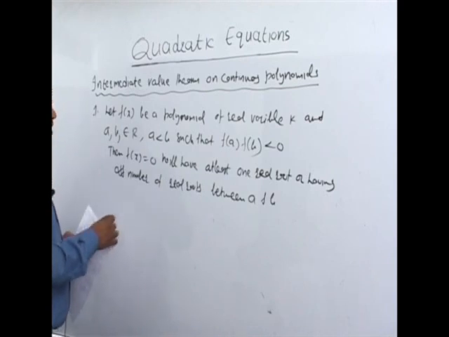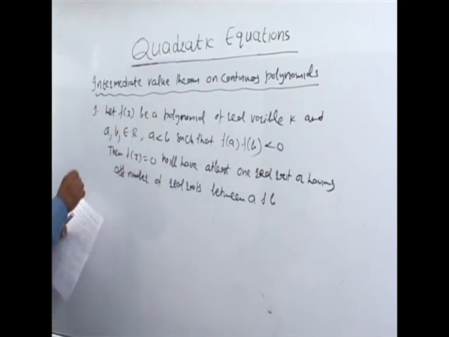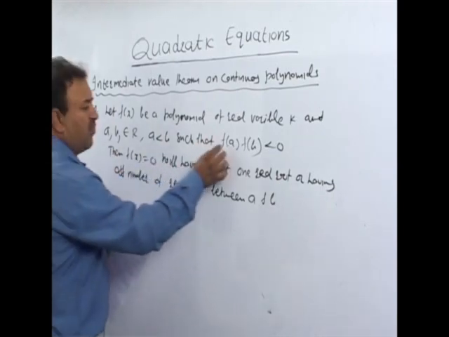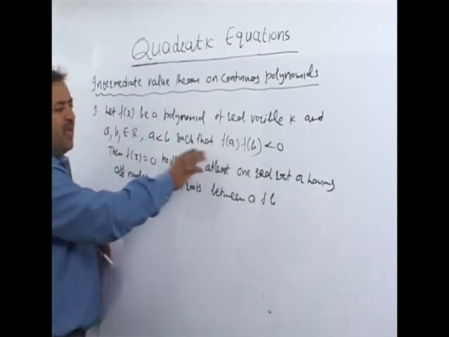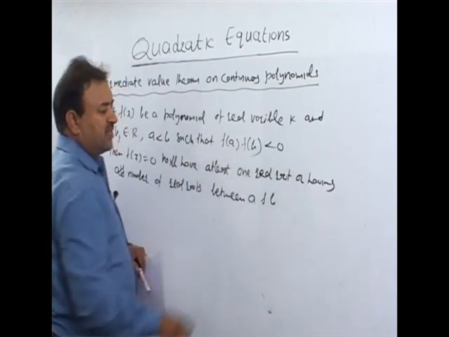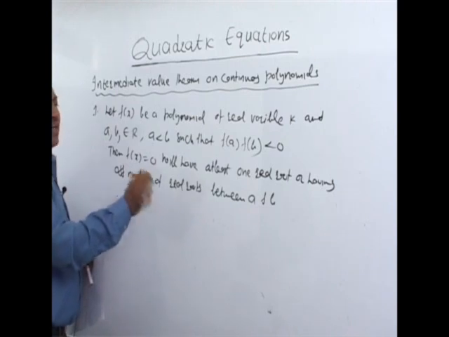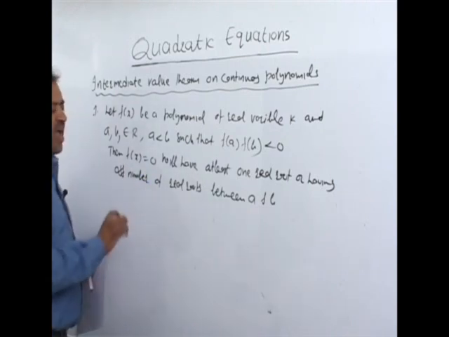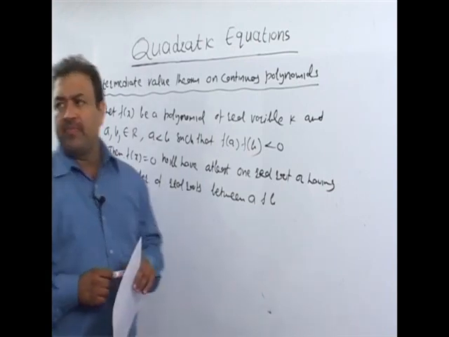Intermediate value theorem states: if f(x) is any polynomial, and a and b are any two real numbers with a less than b, and we are given f(a)f(b) less than 0, then f(x) equals 0 will have at least one real root, or an odd number of real roots between a and b.